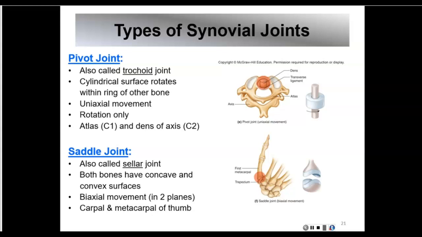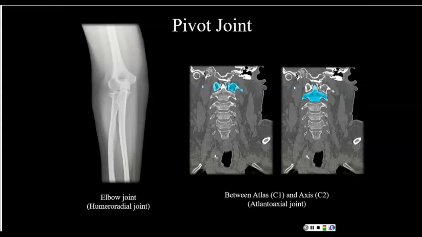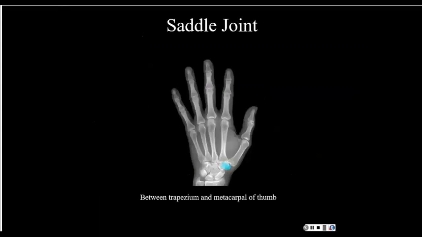And then the saddle joint is also called the sellar joint. This is basically the thumb and the carpal joint. So this is our opposable thumb business. This is how your thumb can move to be opposable, with the saddle joint. There's your pivot joint, and saddle joint.